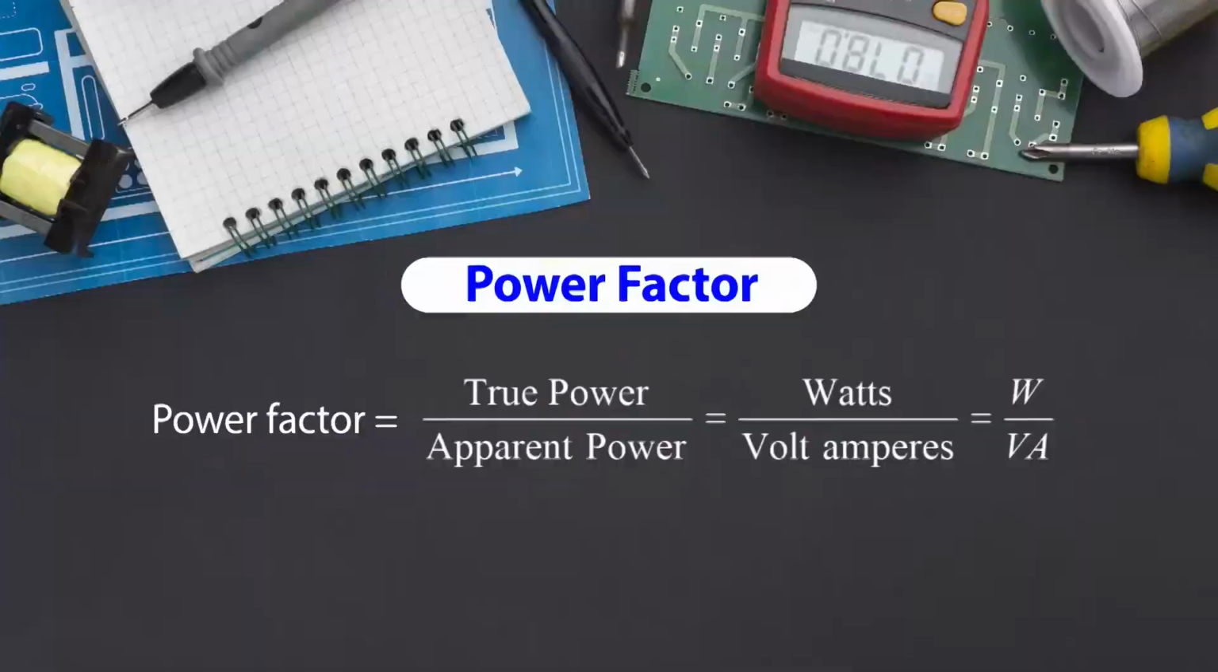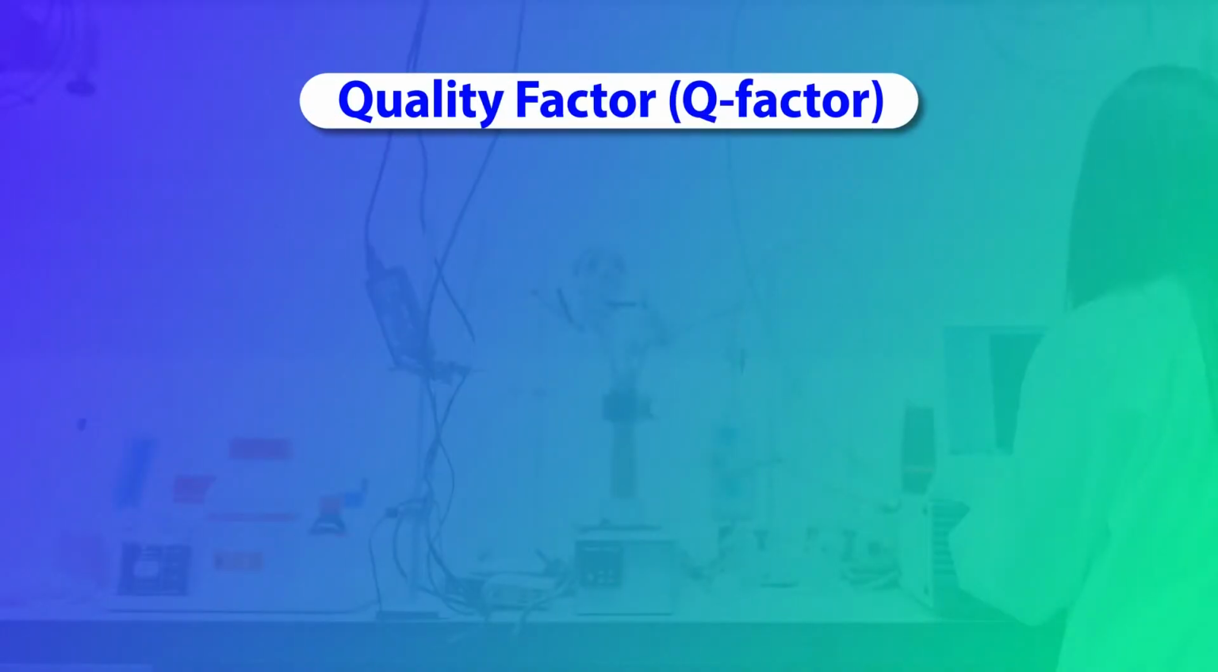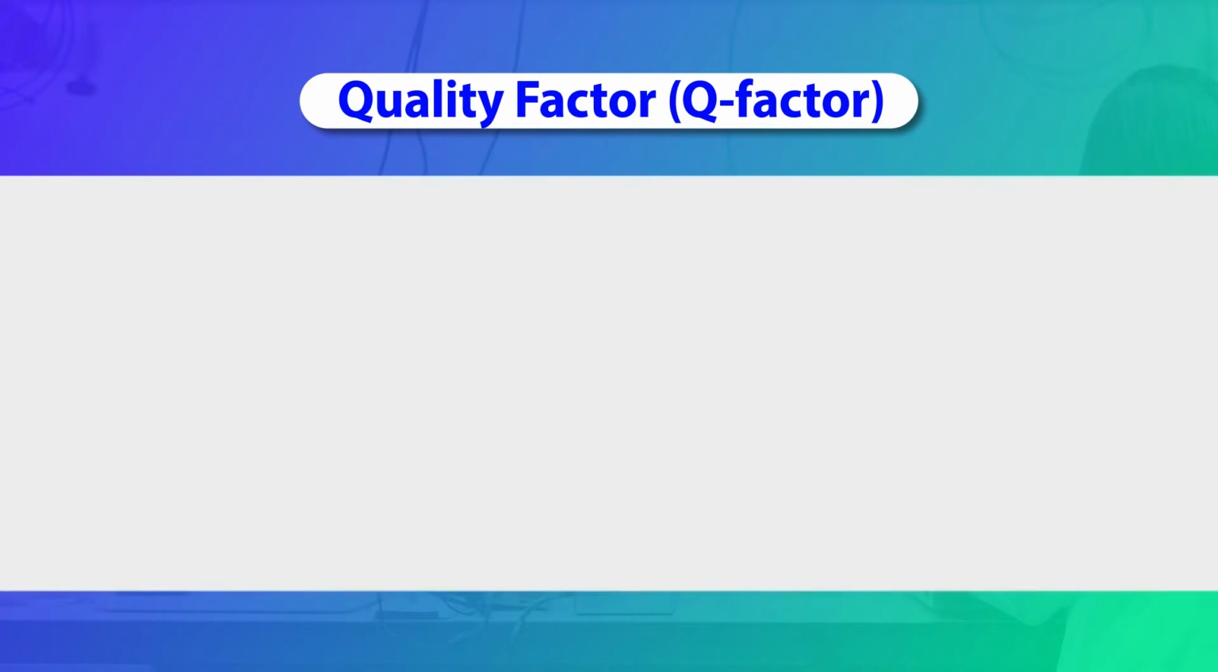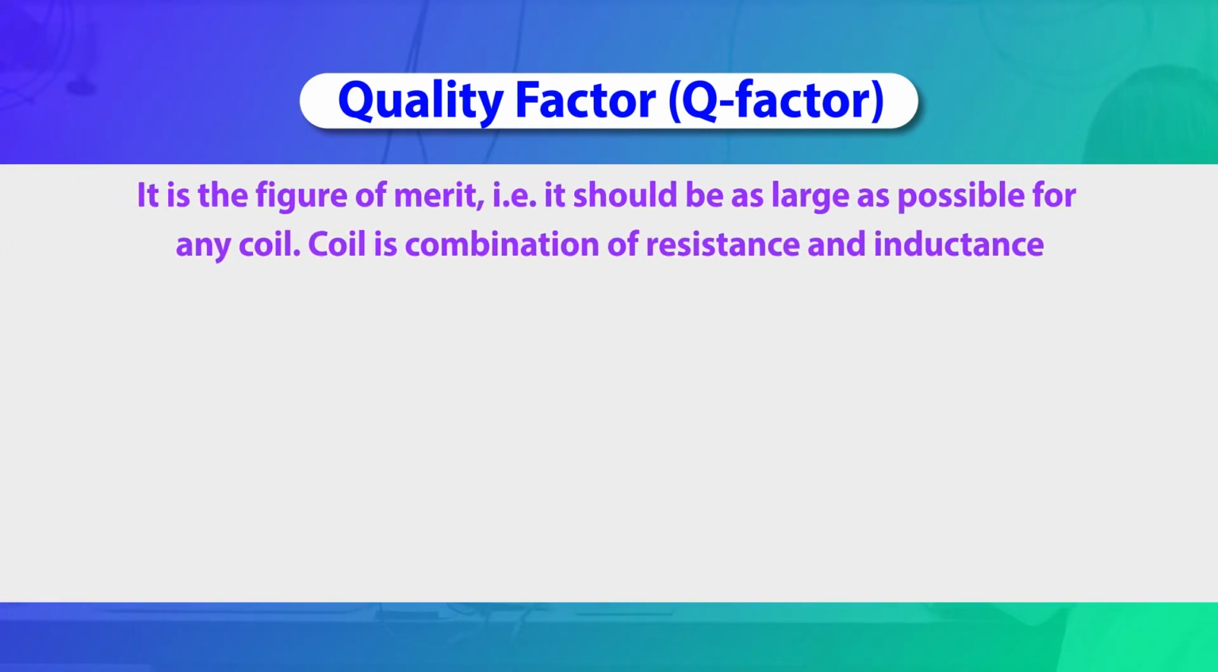Now another term that is coming, quality factor. Quality factor can also be written as Q factor. Quality factor is the reciprocal of the power factor of the coil. It is the figure of merit, that is, it should be as large as possible for any coil. So Q factor can be written as the reciprocal of the power factor, that means it can be written as 1 upon cos phi. And what is cos phi? Cos phi is nothing but R upon Z. So because it is a reciprocal, Q factor can be written as Z upon R.